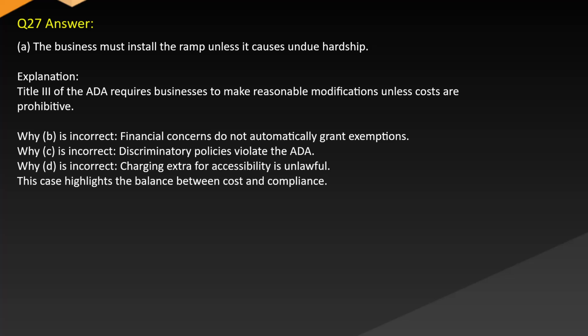Explanation: Title III of the ADA requires businesses to make reasonable modifications unless costs are prohibitive. Why? B is incorrect. Financial concerns do not automatically grant exemptions. Why? C is incorrect. Discriminatory policies violate the ADA. Why? D is incorrect. Charging extra for accessibility is unlawful. This case highlights the balance between cost and compliance.